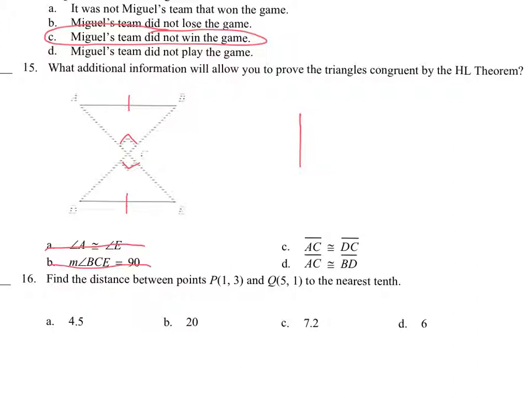AC congruent to DC, that would be two legs being congruent, which would give us what we would need. And AC and BD, that would not be the case because those two segments would be these two right here, which if they're on the same triangle, that doesn't help us.